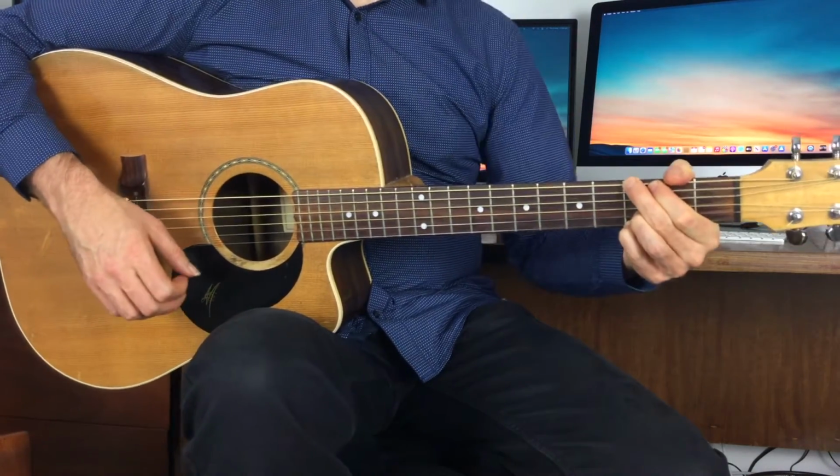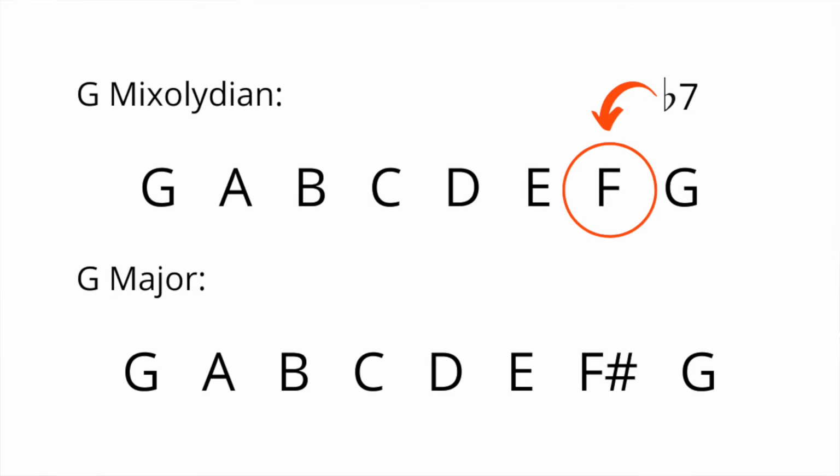Okay, now what's the characteristic note in G Mixolydian? Well, Mixolydian is a major mode, so we need to compare it to the parallel major key. Minor modes are compared to the parallel minor key, major modes compared to the parallel major key to find the characteristic note. And in this case, if we compare G Mixolydian to G major, as you can see there, it's the F.